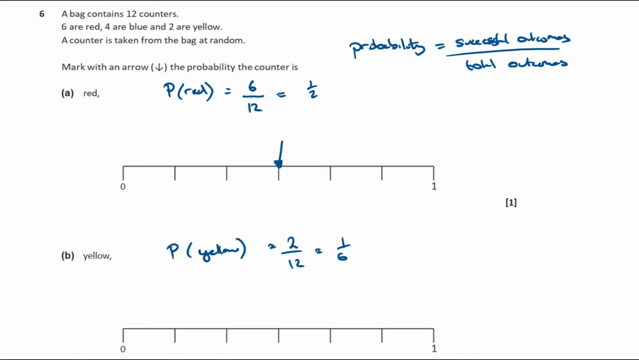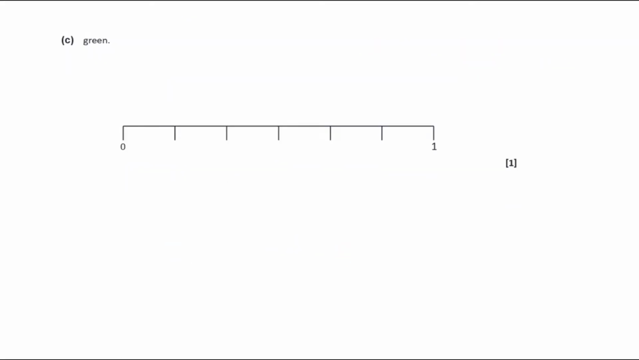Now, I don't know if you noticed, but there are 6 divisions here. 1, 2, 3, 4, 5, 6. So 1/6 is going to be one of those divisions along then, isn't it? So it's going to be here. That's going to be 1/6. So the probability of yellow is going to be there.